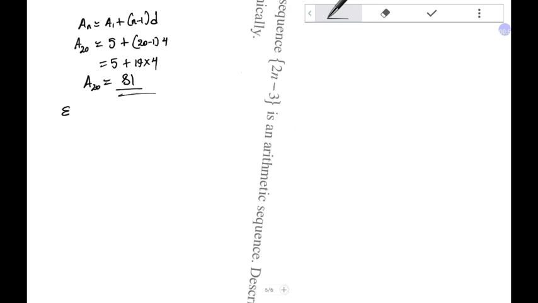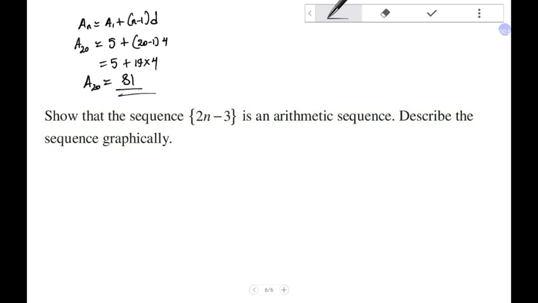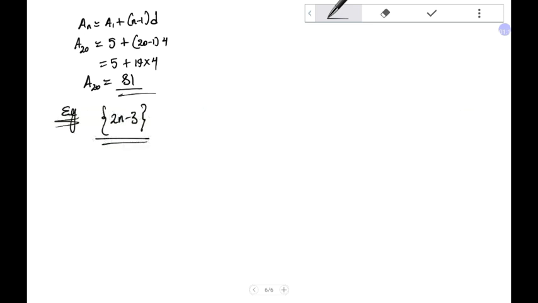For example: show that the sequence 2n minus 3 is an arithmetic sequence. Describe the sequence graphically. First we show that it is an arithmetic sequence, then we determine it.